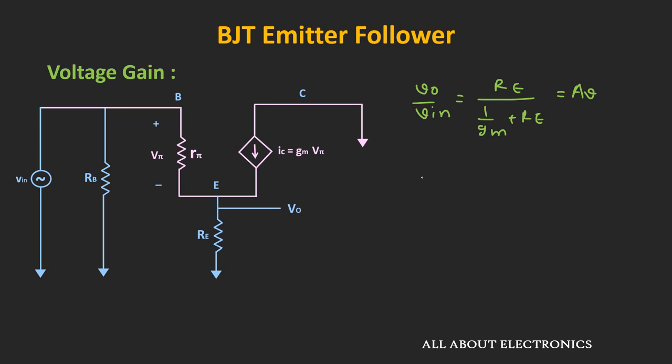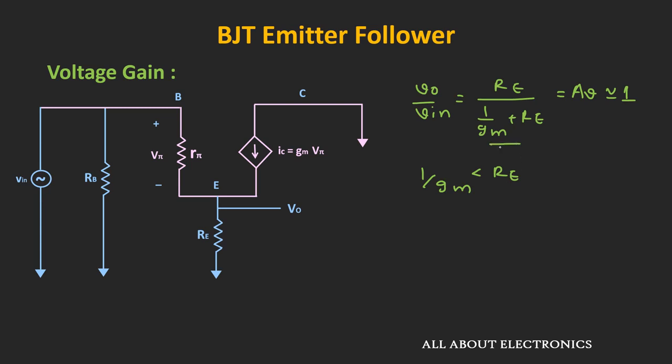Now usually this 1 divided by GM is much less than RE. That means from this we can say that this voltage gain is approximately equal to unity. Apart from that, if you observe over here, there is no negative sign in this expression. That means here the input and the output signals are in phase.